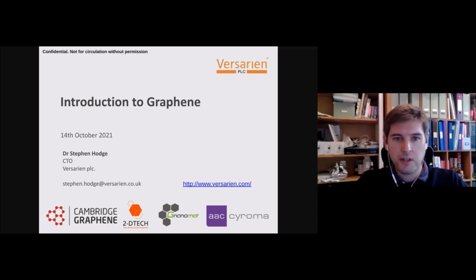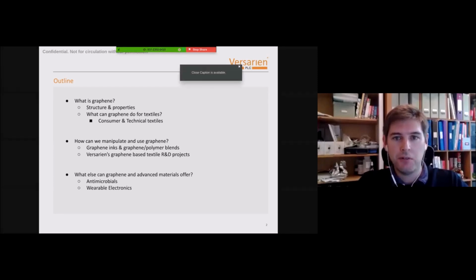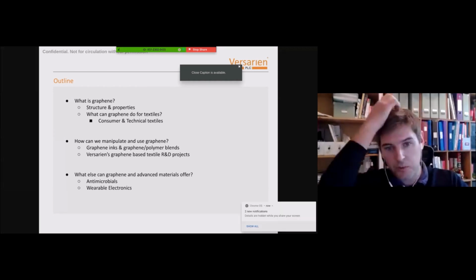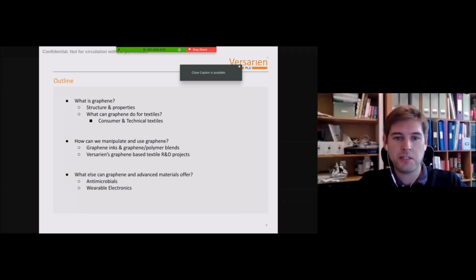So today, our real focus at the moment is looking at graphene and what it can do for textile applications. So I'm going to outline firstly what is graphene for those of you that aren't familiar. I will give a bit of overview in terms of what it can do for textiles, and that really goes into consumer and technical textiles. And then in explaining how we can actually manipulate graphene. So how can we use it? How can we make it? How can we incorporate it into textiles?